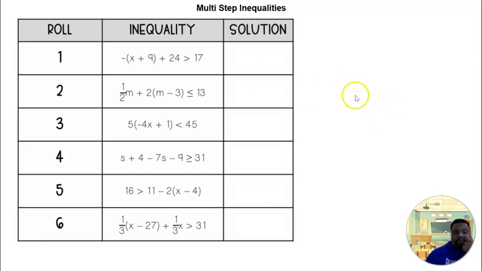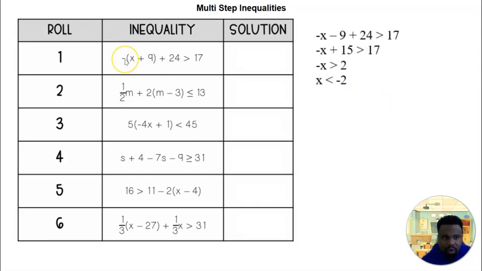Okay, let's look at number 1. So for number 1, this is the same thing as saying negative 1 times x, negative 1 times 9. That gives you negative x plus 15 is greater than 17. Subtract 15 on both sides. You're going to get negative x is greater than 2, but that's a negative x. Think of it as saying negative 1x. I need to make it positive. And so in order to make it positive, divide both sides by negative 1. What happens is, since you divide by a negative number, flip the inequality symbol. And so x is less than negative 2.